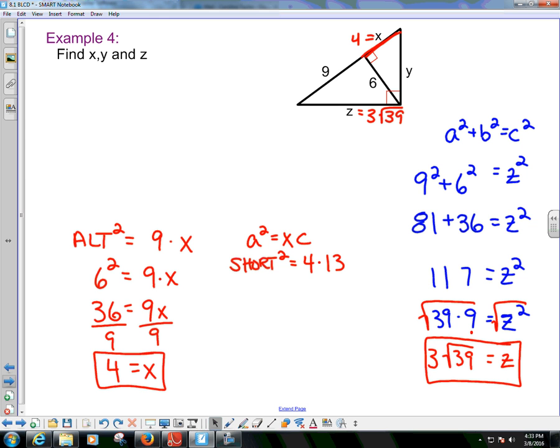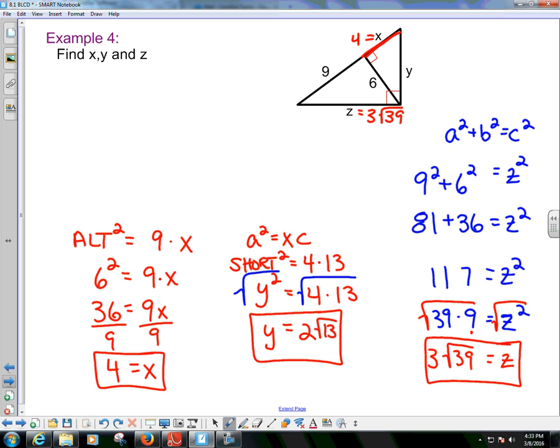So my short side, which is y squared, equals 4 times 13. I'm not even going to multiply that out because I just need to turn around and take the square root of both sides anyway. The square root of y squared is y. The square root of 4 is 2, and I can't do anything with 13, so it stays under the radical sign. So y equals 2 times the square root of 13. So for my example, x equals 4, y equals 2 times the square root of 13, and z equals 3 times the square root of 13.